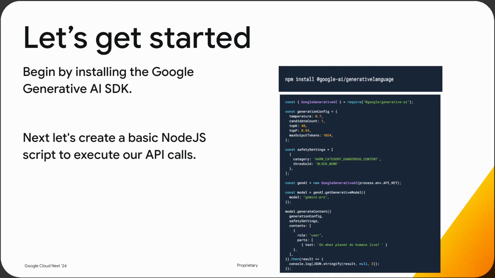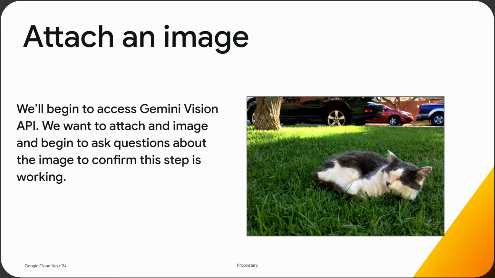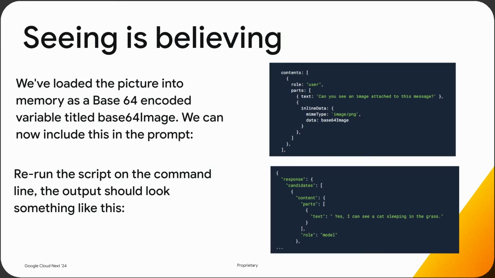First, we would start by installing the SDK, and then we'll create a very basic script. Magic of being on screen and on stage, this happens seamlessly as you see it, to execute our API calls. Once we do that, we're going to start attaching an image and making sure that we're communicating with the model. We'll first load that image into JavaScript and encode it into base64, and we will start with this image of our sleeping cat. Once we have the image loaded, we can start to leverage it as an input to that prompt, and when we rerun the script towards the bottom of the screen, it should give us something like this, where it says that Gemini basically sees that there's a cat sleeping in the grass.